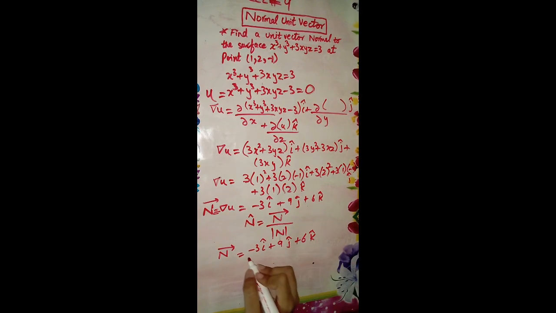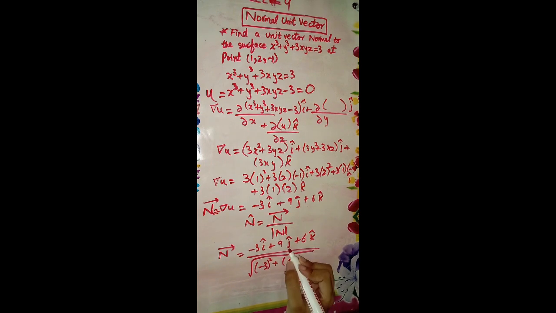Now while taking its magnitude, we have to take the squares and the square root of these values. We will write it as the square root of the value in the direction of i hat squared, plus the value in the direction of j hat squared, plus the value in the direction of k hat squared.